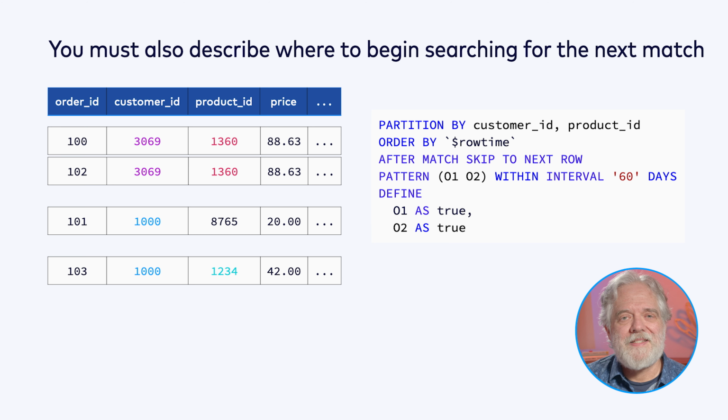The final piece in setting up the input side of Match Recognize is to define where in the input table the pattern matching engine should begin looking for the next match. In this case, we want to position the pattern matcher at the order immediately after O1. This means that O2 will be considered as the first order in the next match.